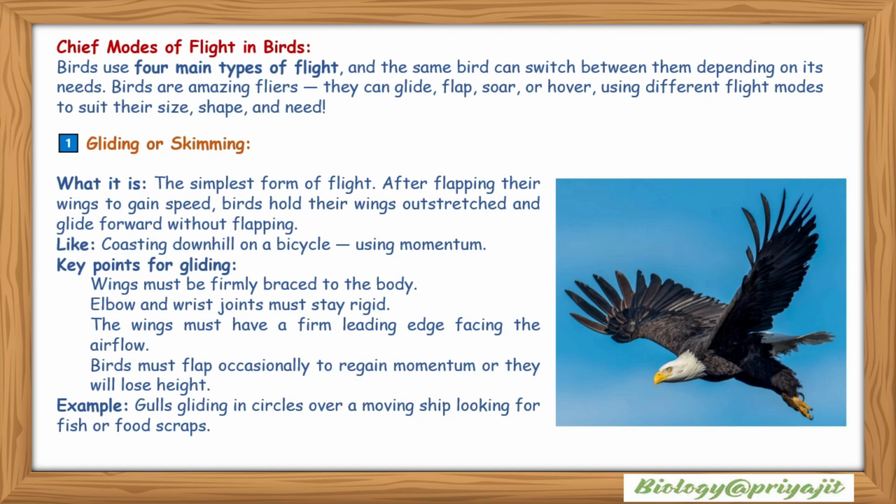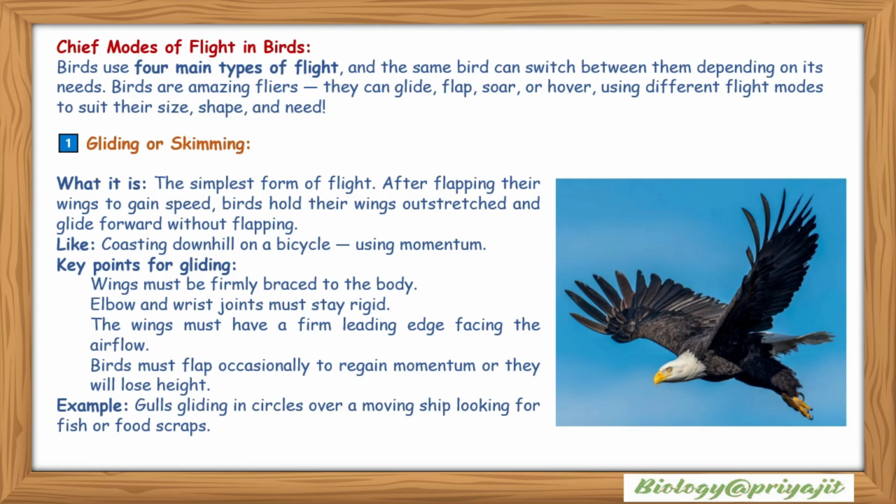What is it? The simplest form of flight. After flapping their wings to gain speed, birds hold their wings outstretched and glide forward without flapping. Without flapping they fly. This is gliding or skimming. Like coasting downhill on a bicycle using momentum.